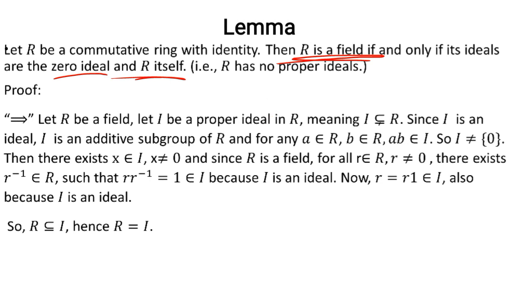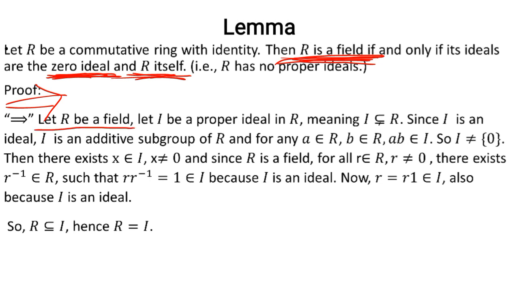So we will need to accept that it is a field and then prove that its only ideals are zero and R itself, okay? Or we accept that its ideals are zero and R itself, and then prove that it's a field. So proving in this direction means we're going to accept that it's a field first and then show that the only ideals are zero and R itself. Okay, so we accept that it's a field.